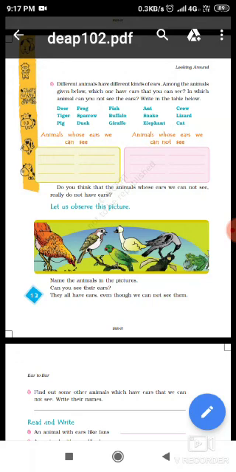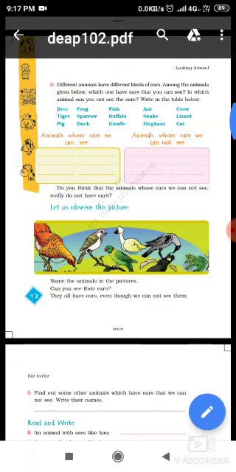Do you think that the animals whose ears we cannot see really do not have ears? Let us observe this picture. Name the animals in the pictures. Can you see their ears? They all have ears, even though we cannot see them. So students, different animals have different kinds of ears, and we cannot see some of the ears. All the animals have ears, even though we cannot see them.